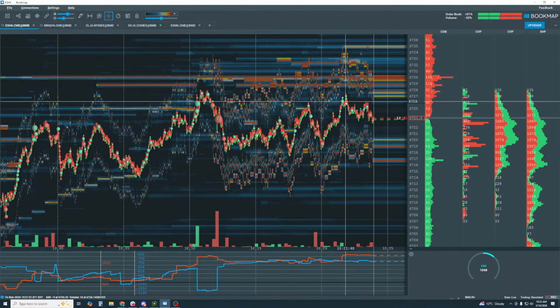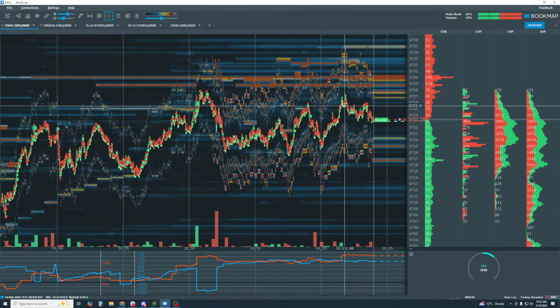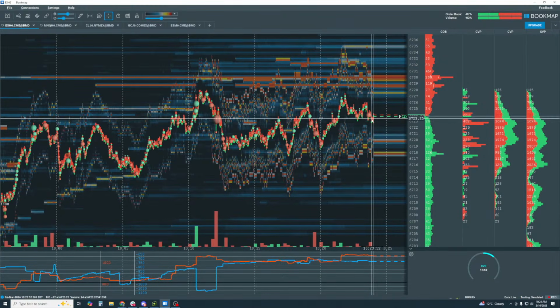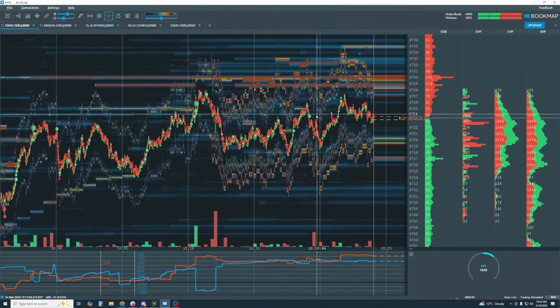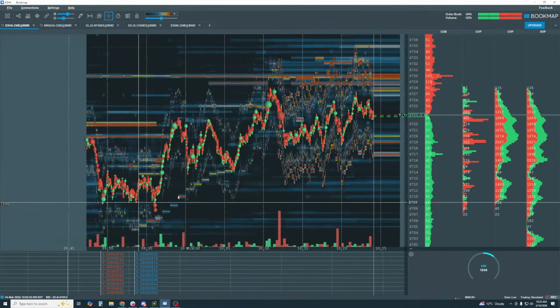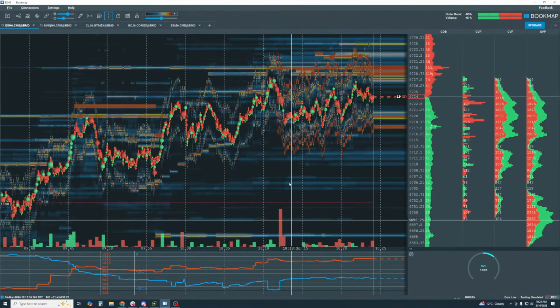All right, we're kind of running out of steam here by these buyers. So we might start to see a transition take place here from that buy side to sell side.